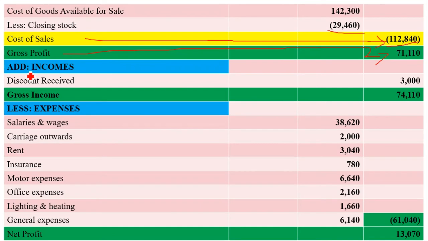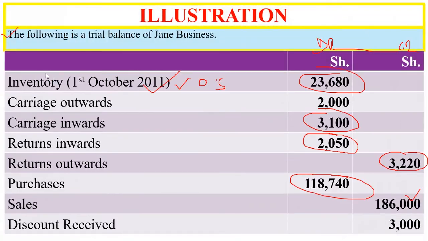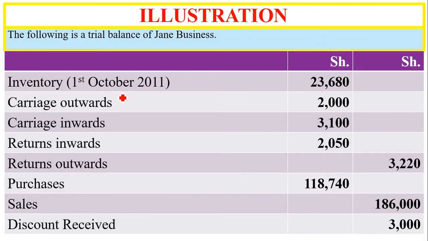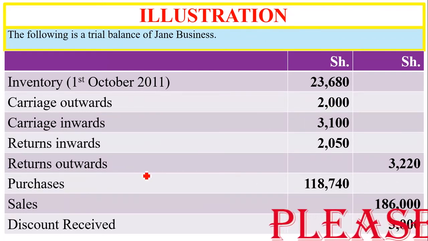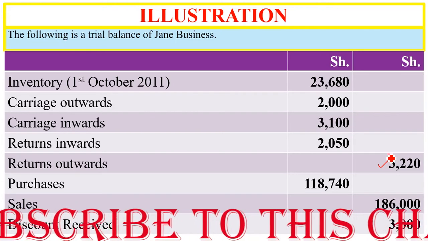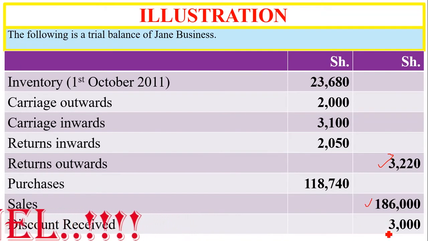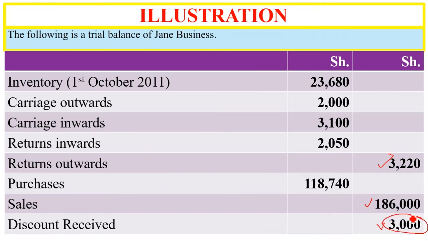Then on that, we are going to add the incomes. And how do you identify the incomes? You simply check from the items given. To identify incomes, they are credited. So you check for the items that are credited and are not balance sheet items and are not items in the trading accounts. For example, here we have return outward. It is in the trading accounts. Sales are in the trading account. Discount received is not in the trading account, and it's also not in the balance sheet, and therefore this is one of the incomes.